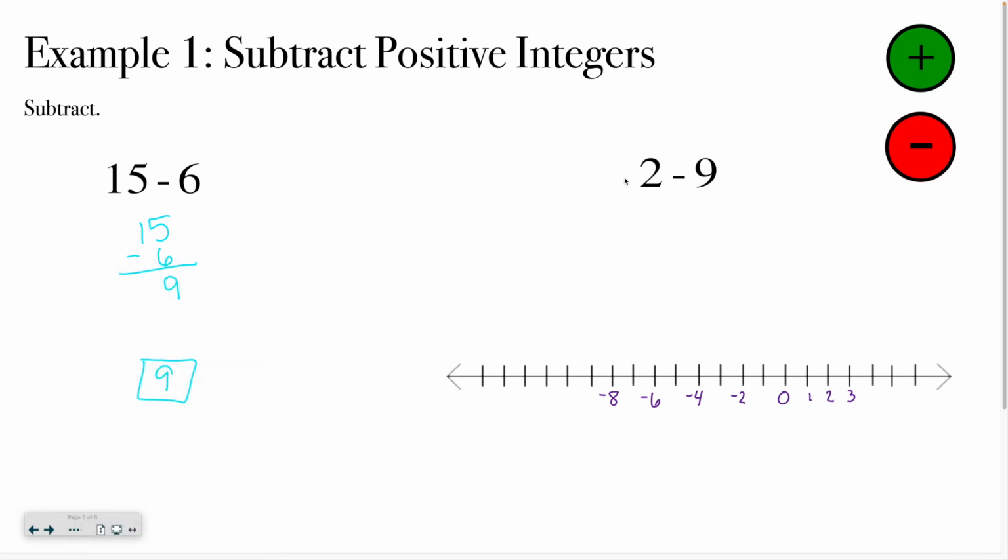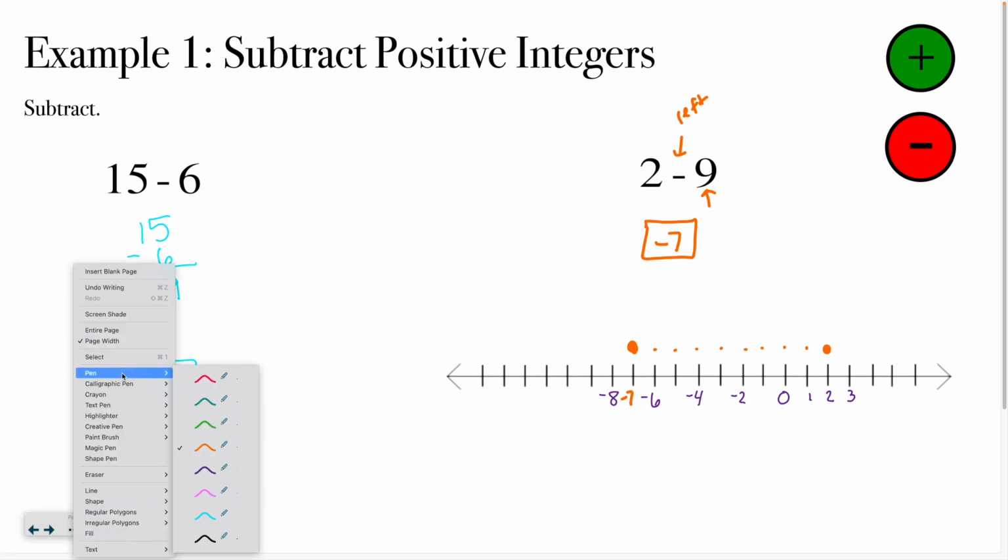Okay, so if I were to use a number line to solve 2 minus 9, I would start at that 2, and then remember that when you see subtraction, that means that you're going to go to the left. So I'm going to now go left for 9 counts. 1, 2, 3, 4, 5, 6, 7, 8, 9. So this number right here is my final answer, and I see that that would be a -7. So my answer is going to be a -7 for this problem.